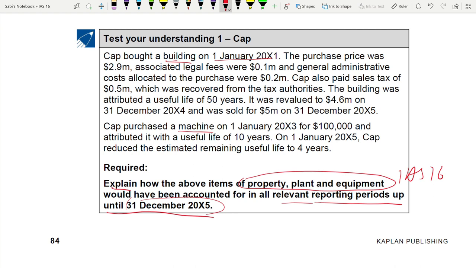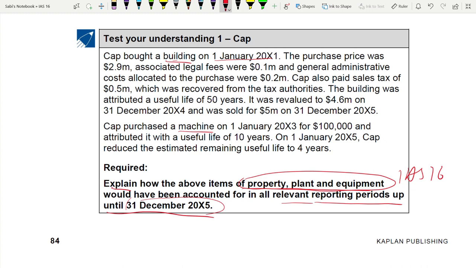Why? Read the requirements: explain how the above items are to be accounted for. They already mentioned that this building and this machine are property, plant and equipment. So you do not have to look for the facts, such as whether it is held for more than 1 year. Obviously it is, you can see the time period. But other facts, like whether they are used for production or for selling, you don't have to check.